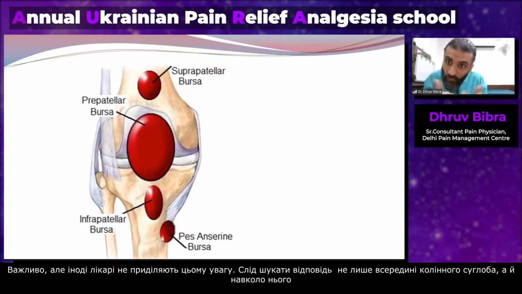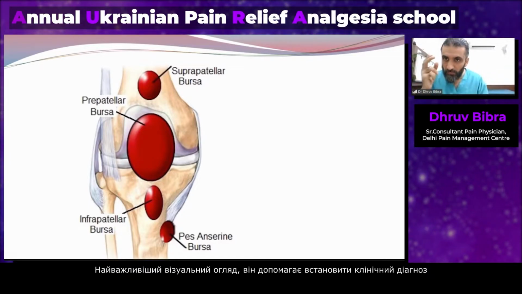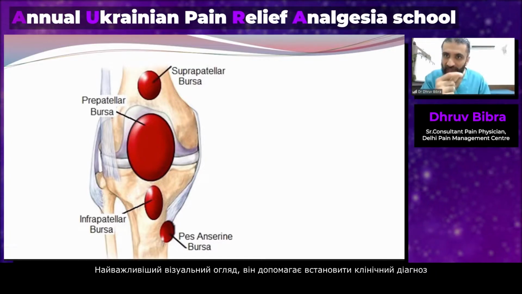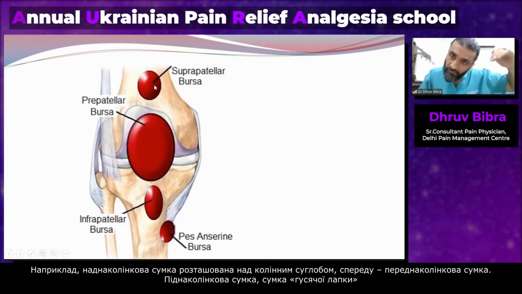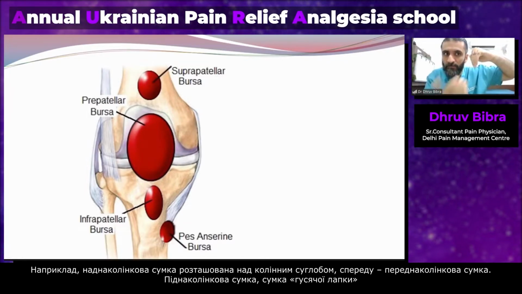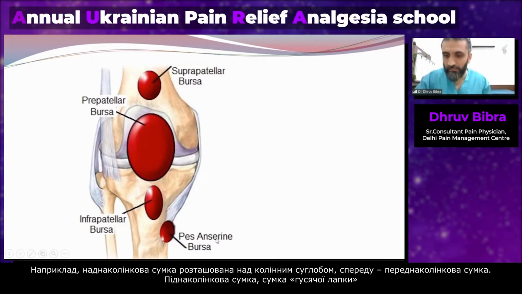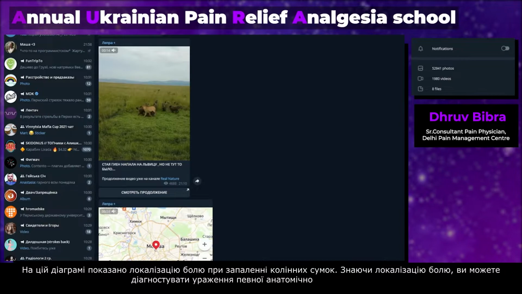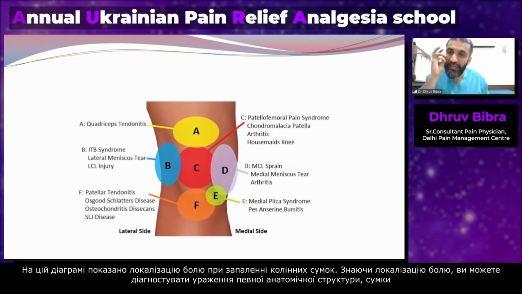It can be around the knee joint also. Therefore, the site becomes most important, and that will help us clinch the diagnosis. For example, you have the suprapatellar bursa, which is above the knee joint. Then just in front of the patella, you have the prepatellar bursa, the infrapatellar bursa, and the pes anserine bursa. Right? So this is a diagram which talks about that specific pain.